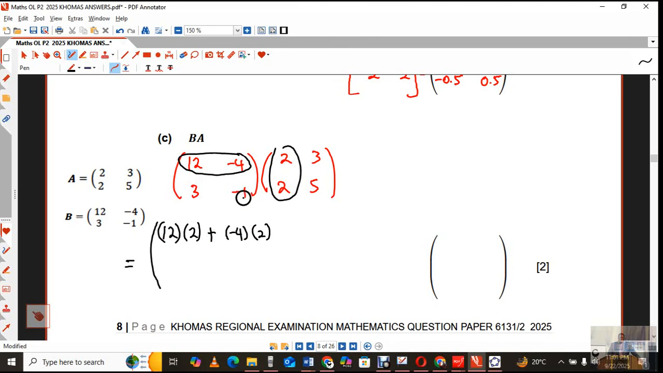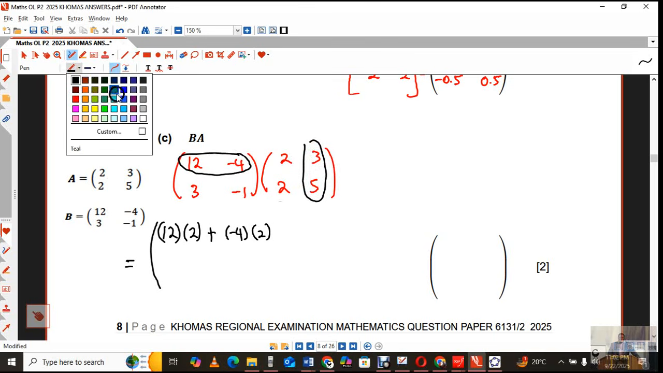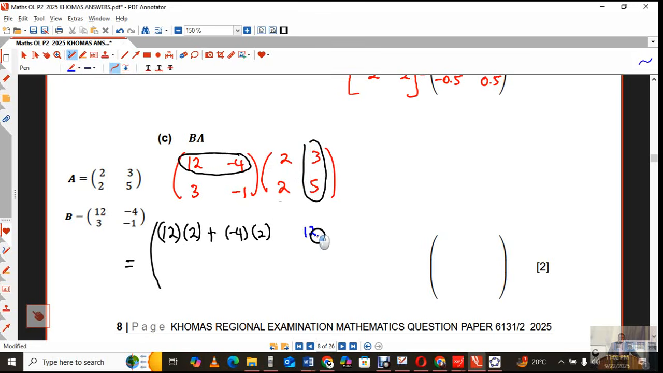Okay, so we did that first row and first column. We're going to do that again. We're now going to multiply that row with this column over here. So that's 12 times 3, and I'm just going to change the colors here. So this is going to be 12 times 3 plus negative 4 times 5.